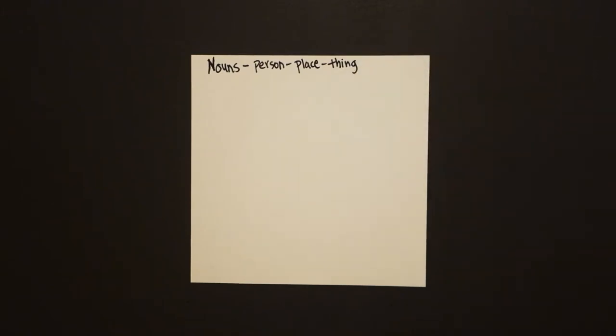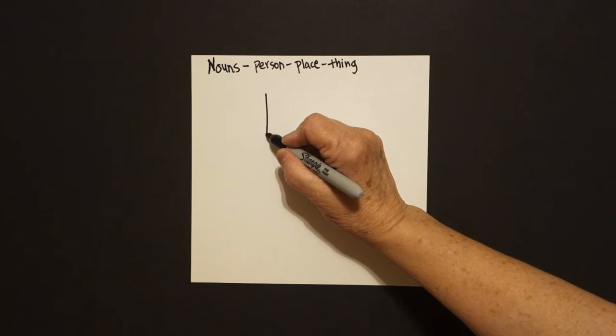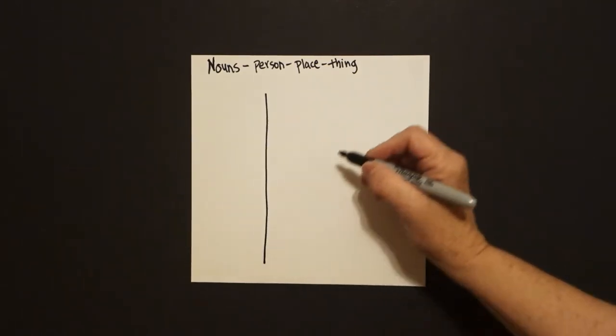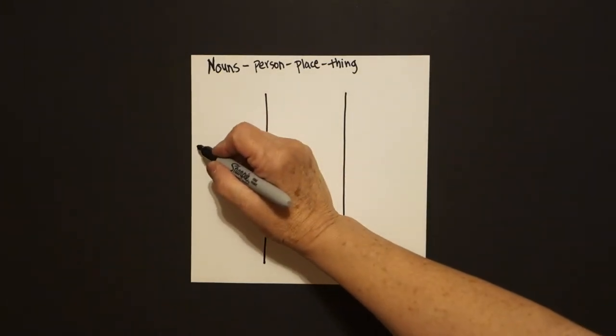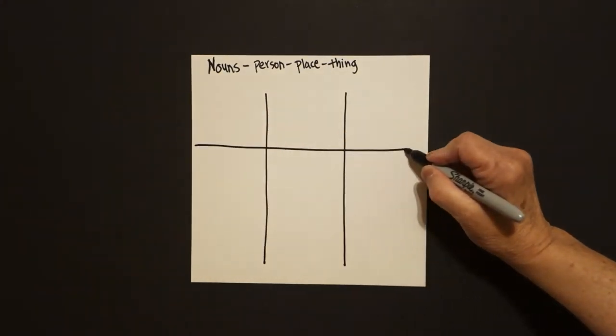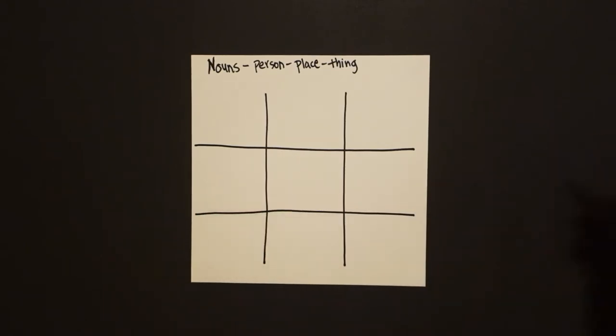So the first thing we're going to do is draw our tic-tac-toe grid. So I draw a straight line down, straight line down, straight line across, and another straight line across.